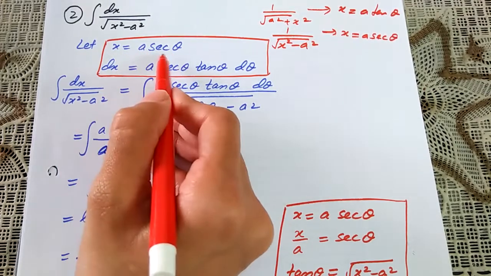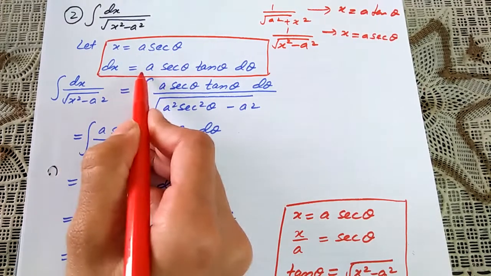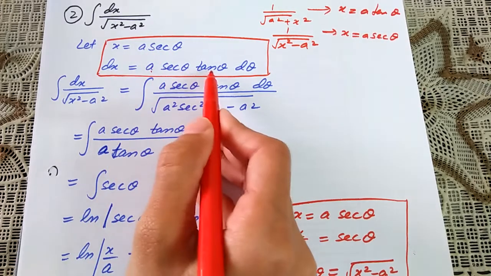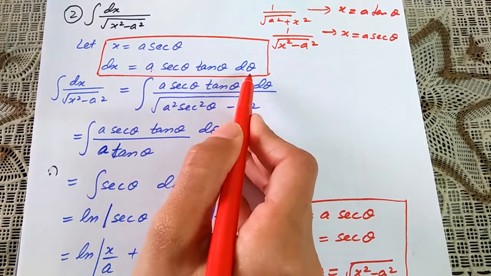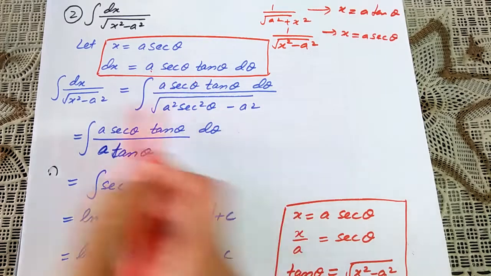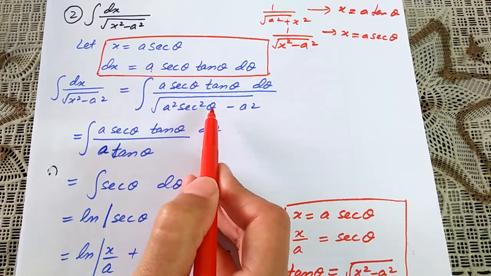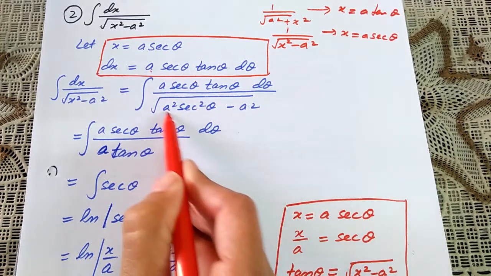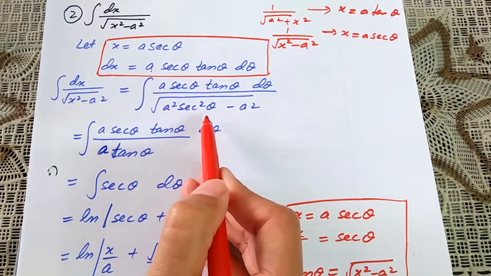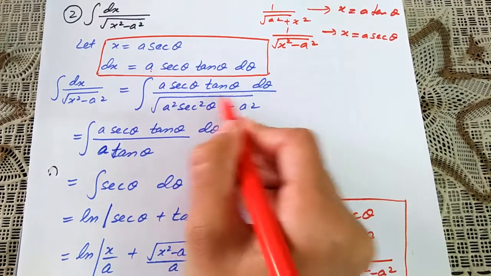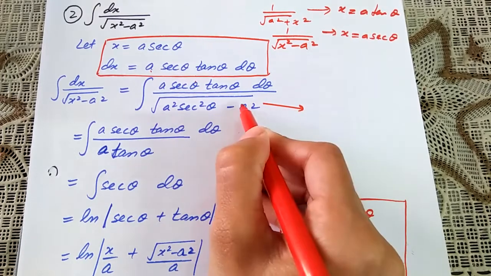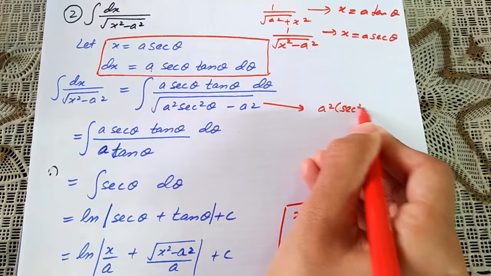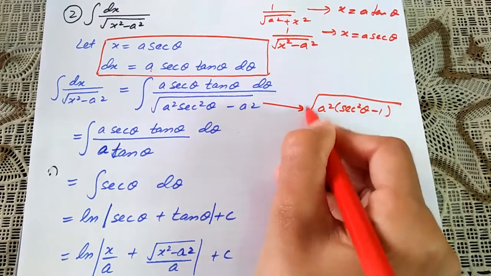Take the derivative on both sides. That will be dx equals, a is a constant, derivative of secant theta will be secant theta tangent theta d theta. Just substitute the values in this integral. After substituting the value, take a square common from this function, like we did earlier in the previous example. If I am solving just this denominator separately, this will be a square into secant square of theta minus 1, square root.